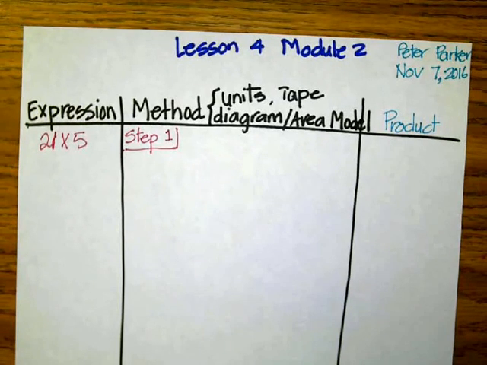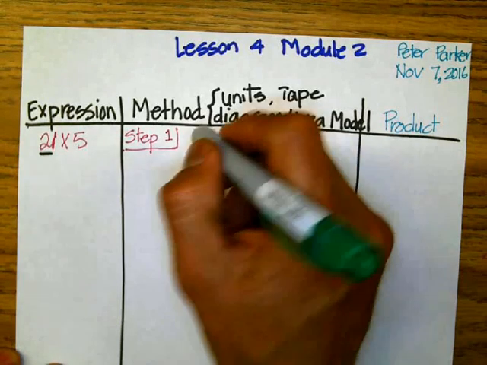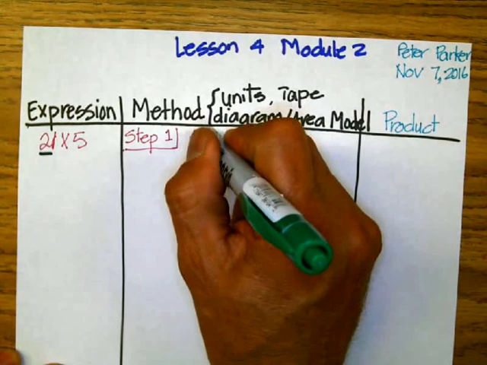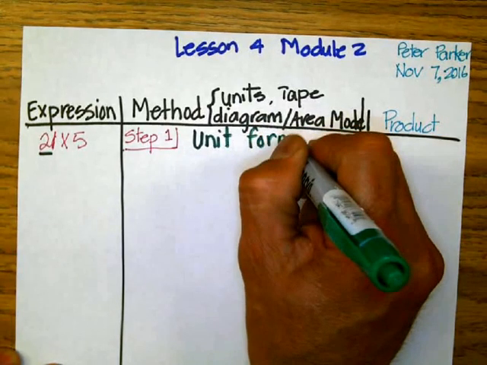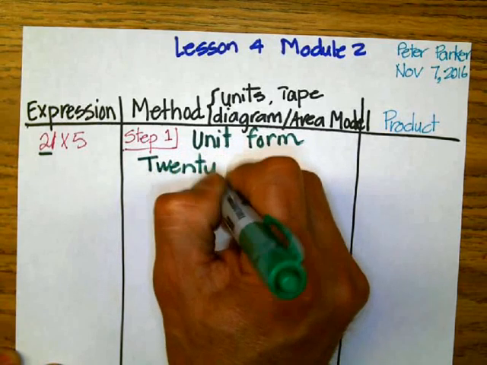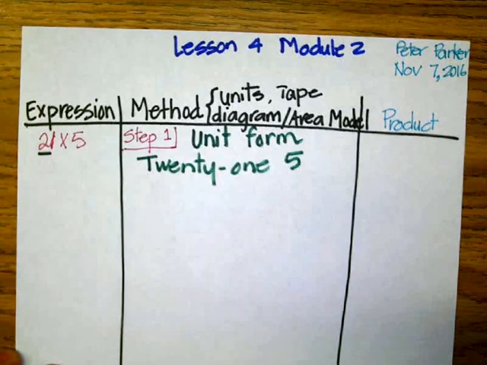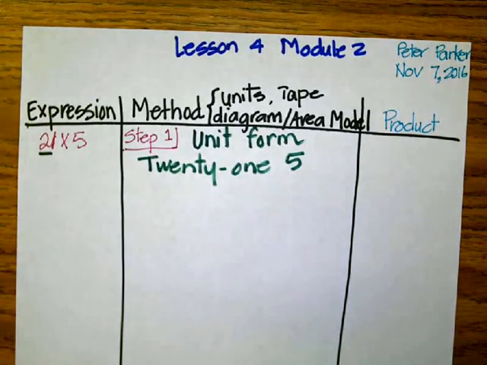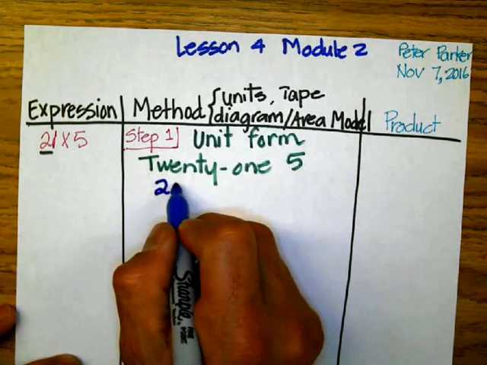All right, everybody, here we go. So this one says that we have 21.5. So let's write it down. This is writing it in unit form. So the unit form is 21.5. Okay, so that helps us see that we can write this down just the same way it was. 21 times 5.